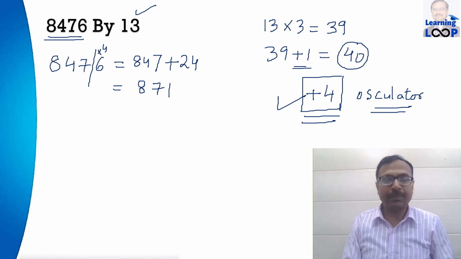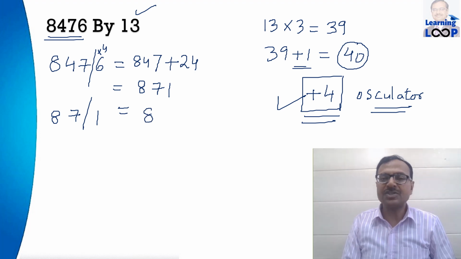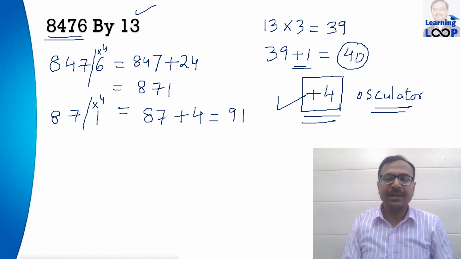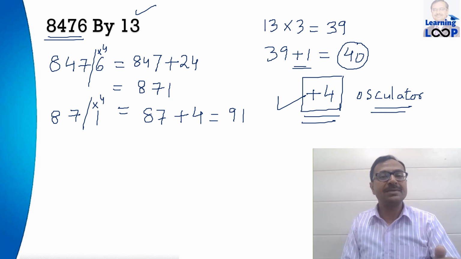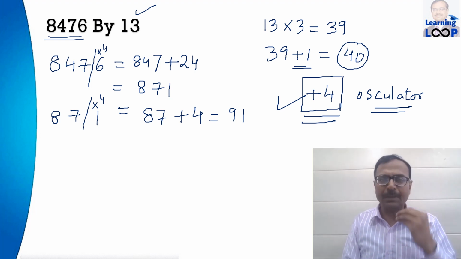What should I do with this 871? It's again a big number. I can't check the divisibility by 13. So I'll do that again. Separate out the last digit and write the first part. Add what? 4 times the last number, that is 4. So you get 91. If you know 13 times 7 is 91, the problem is solved.